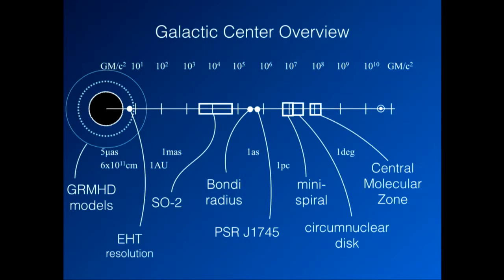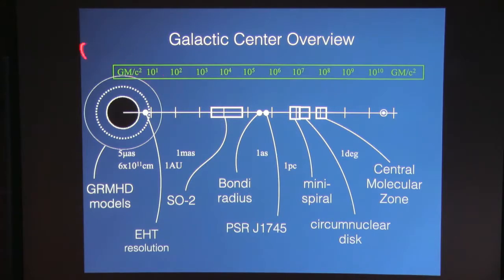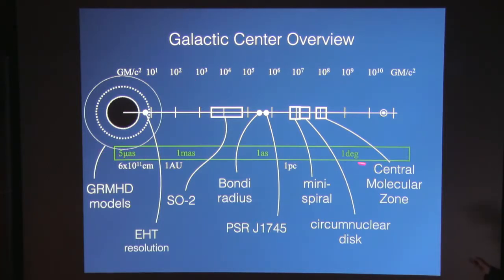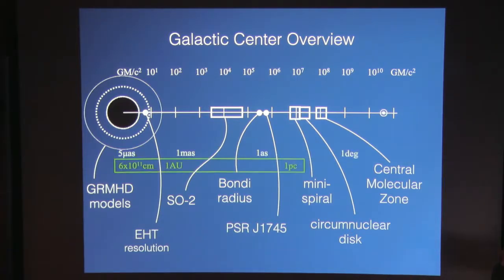Okay, so here is my overview of the galactic center, and I'll go through this in some detail. So let's start with the labels on this plot. This shows distance from the center of the galaxy, which is where all distances should be measured from, in units of GM over c squared. And then a little further down here, I have the same distances measured in angular size. So 1 degree here down to 5 microarcseconds, which corresponds to GM over c squared for the galactic center black hole. And then down here, the distances in physical units. So 6 × 10^11 centimeters is a characteristic size for the galactic center black hole. And then one astronomical unit lies out here at a few tens of GM over c squared, and one parsec out here at millions of GM over c squared.